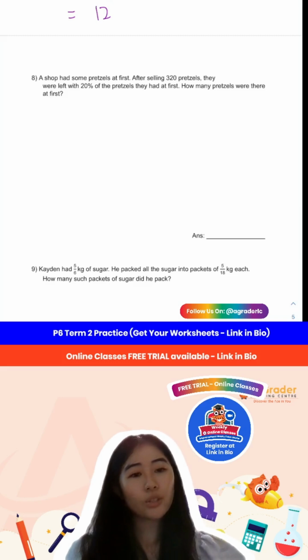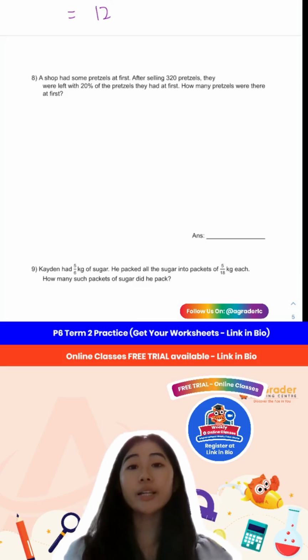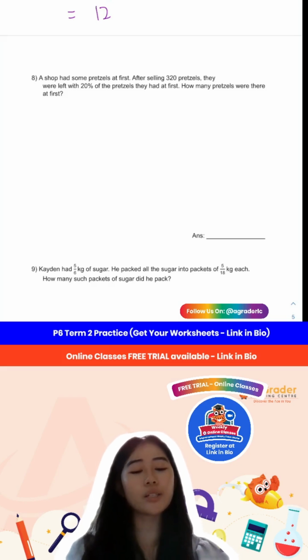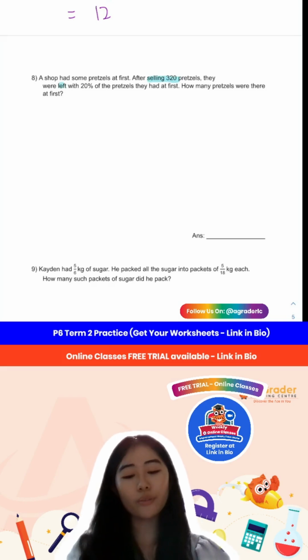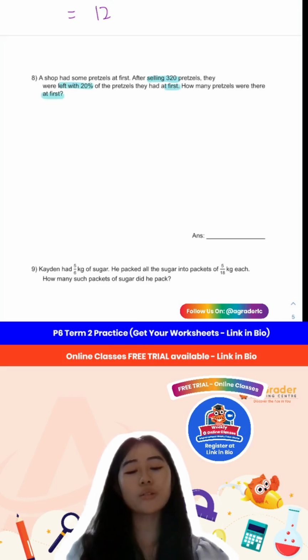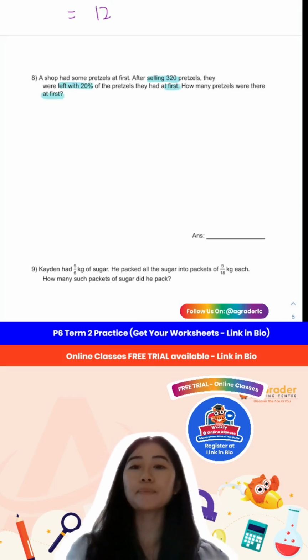Okay, so for the next question, you guys can send me your answer. This question on pretzels. The shop had some pretzels at first. After selling 320 pretzels, they were left with 20% of the pretzels they had at first. So how many pretzels were there at first?